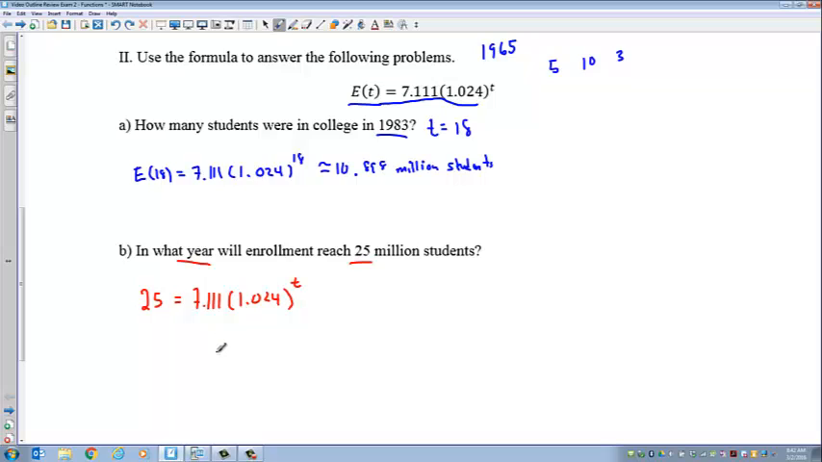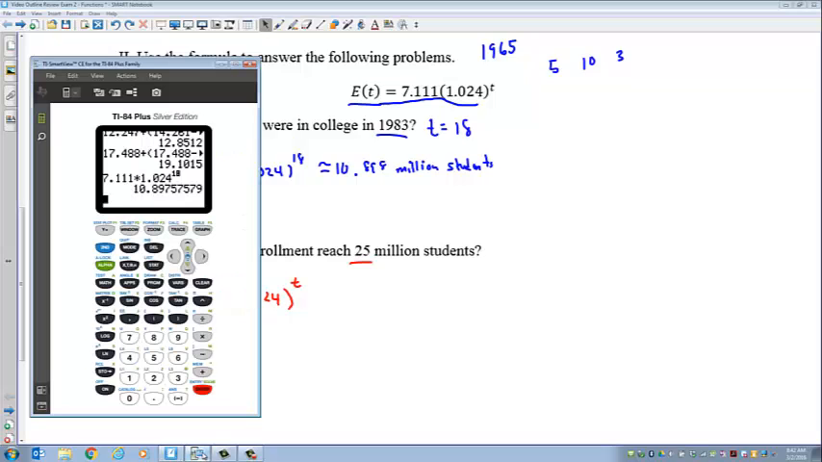And so we're going to need a calculator to do this. So the idea is we're going to graph the right and graph the left and then intersect. So take out your calculator, hit y equals. Let's clear out anything that's in there.